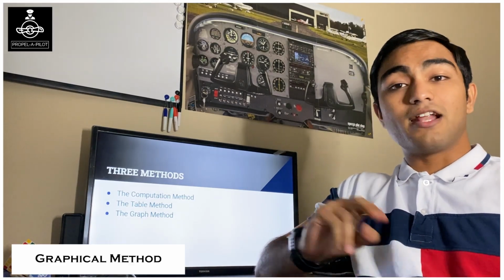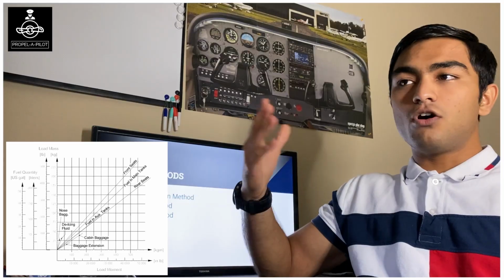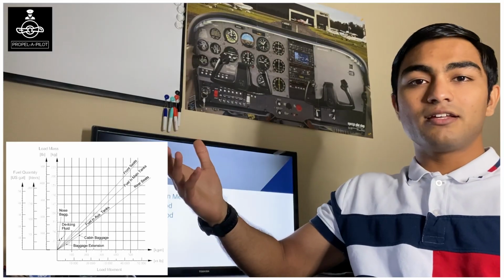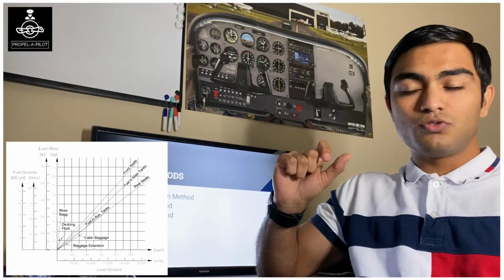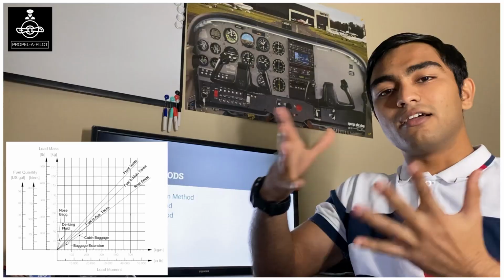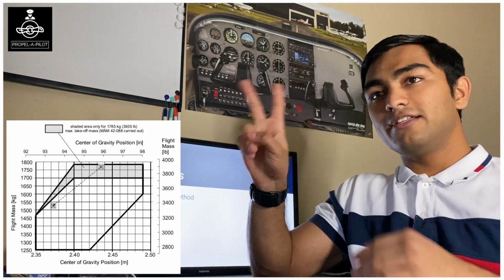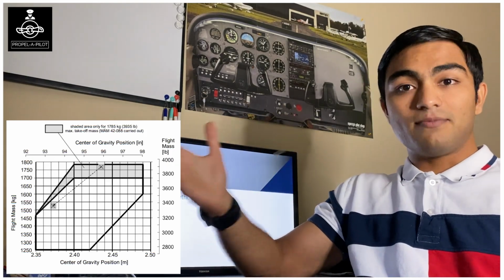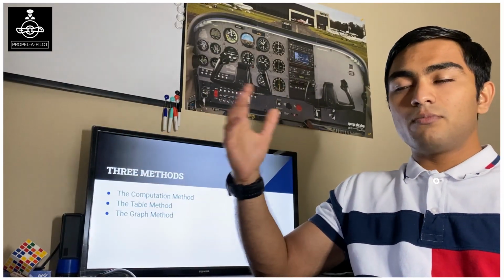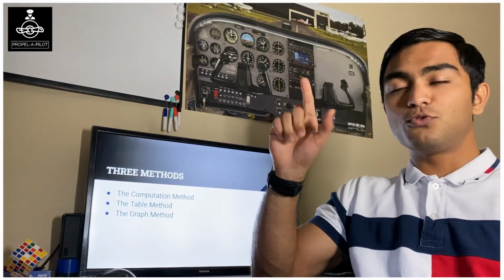The third method is the graphical method. The graphical method is very similar to the table method. The only thing is that all the values from the table are plotted on a graph. So the graph method makes it easier to use intermediate values and increments in between the figures that you got in the table method. You need the graph for the loading and you need the graph for the CG envelope. These are the only two graphs that you need for the weight and balance calculations. The graphs also have a reduction factor just like the table method, but these are much easier to use, especially for the intermediate values that I said before.